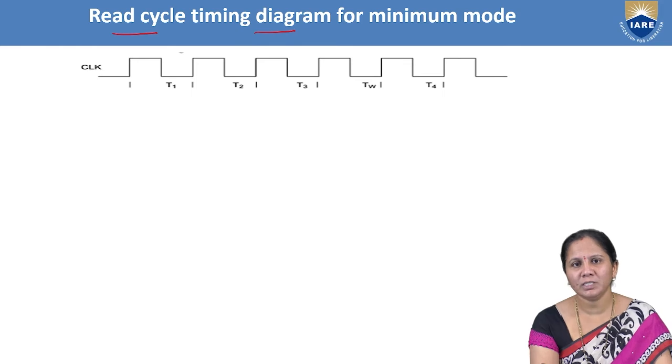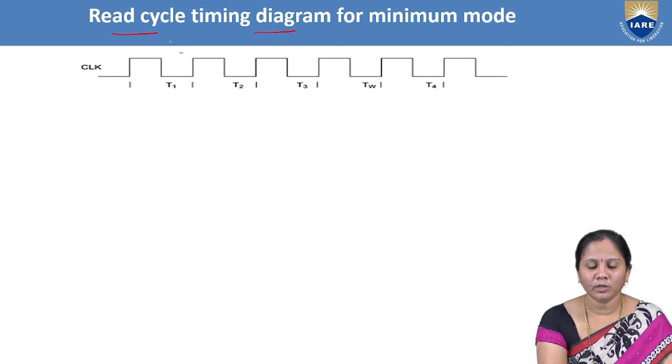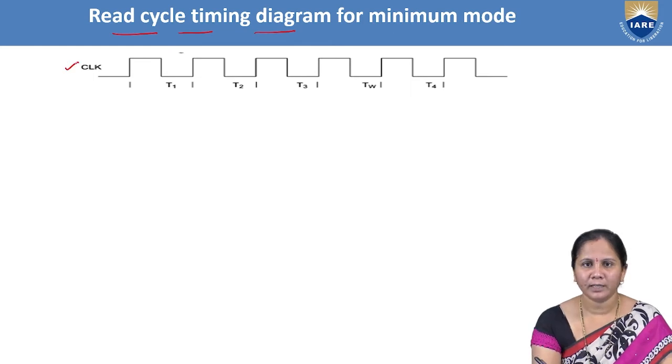What are the T states? T1, T2, T3 and T4. If you want to include wait states, TW, they can be inserted before the T4 state only. To draw the timing diagram for the read cycle, first we consider the clock signal. The clock signal shows one complete bus cycle, which consists of T1, T2, T3 and T4. If we want to include wait states, we can, but before T4 only.